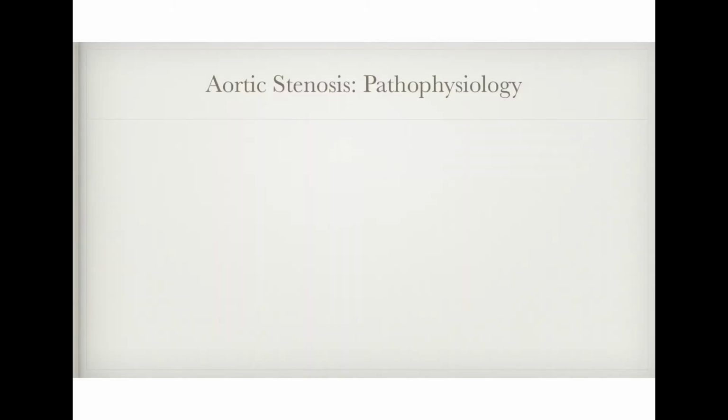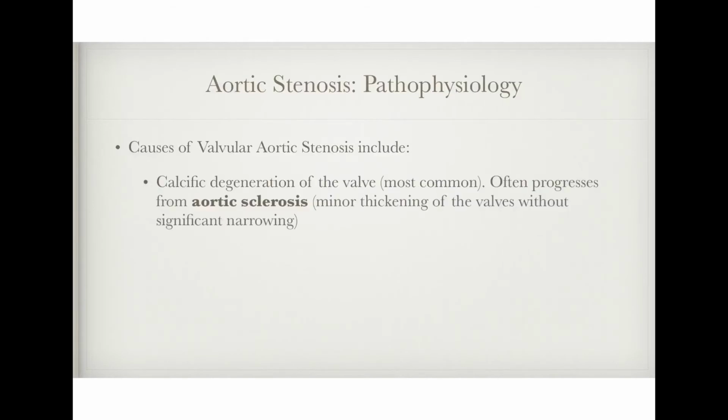This is a disorder where the aortic valve is pathologically narrow, which means that the heart has a harder time pumping blood through it during systole. Causes of valvular aortic stenosis would include calcific degeneration of the valve. This is the most common cause, usually is just age-related, and it progresses from a condition called aortic sclerosis, which is minor thickening of the valves.